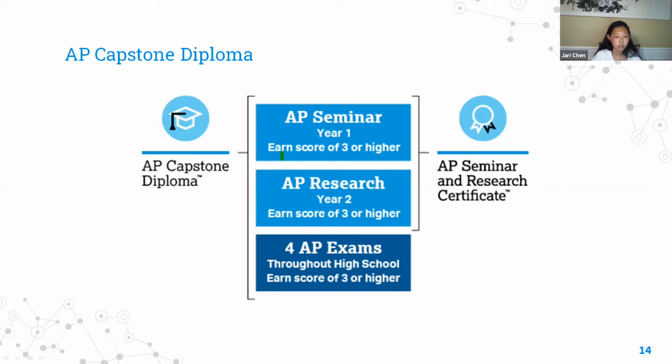Furthermore, you also have to take 4 AP exams throughout high school, so they can be any time as long as it's during the high school years, and you also have to pass all 4 of these classes. If you aren't able to get all 4 of these AP classes done, but you do AP Seminar and AP Research, then you get the AP Seminar and Research certificate.